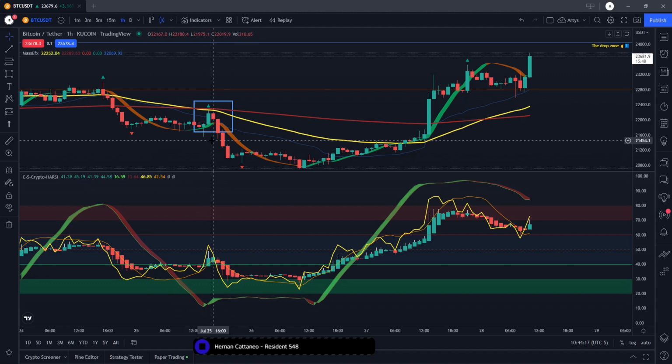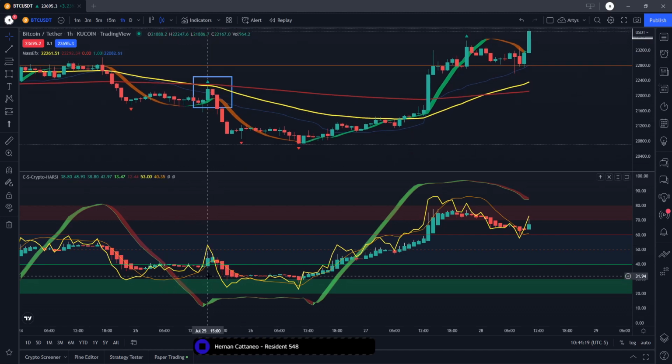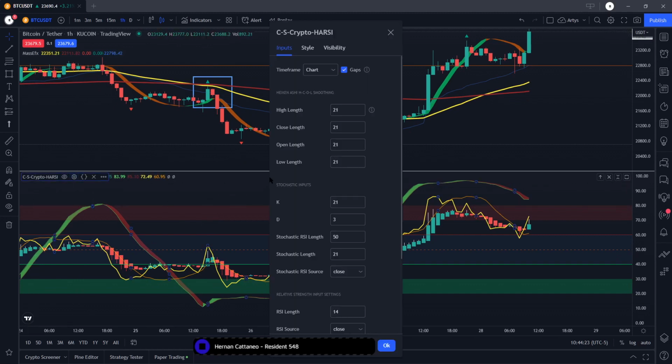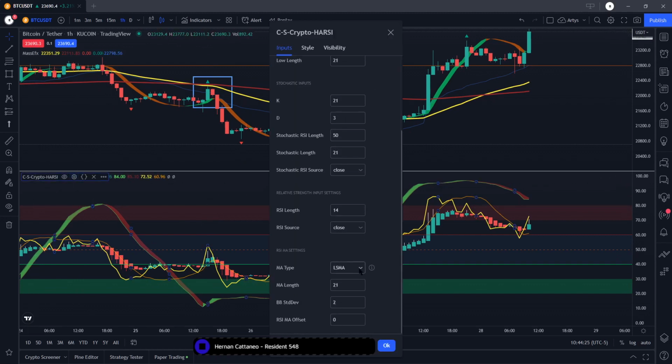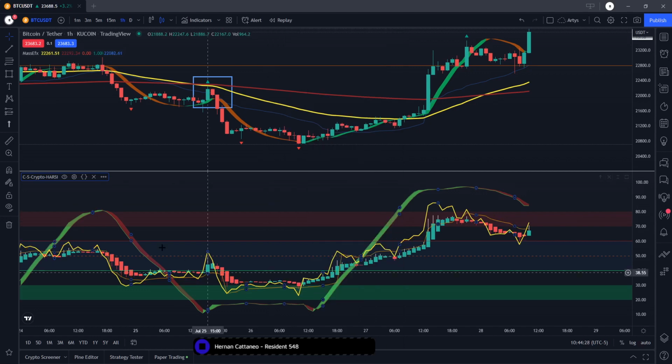I squared this, I highlighted this area because I wanted you to understand that this is a false breakout. Do not get into this trade. Let me switch this to VWAP, right? And you can see that it opens and closes immediately above the VWAP. So does the candle before it, both of these green candles.